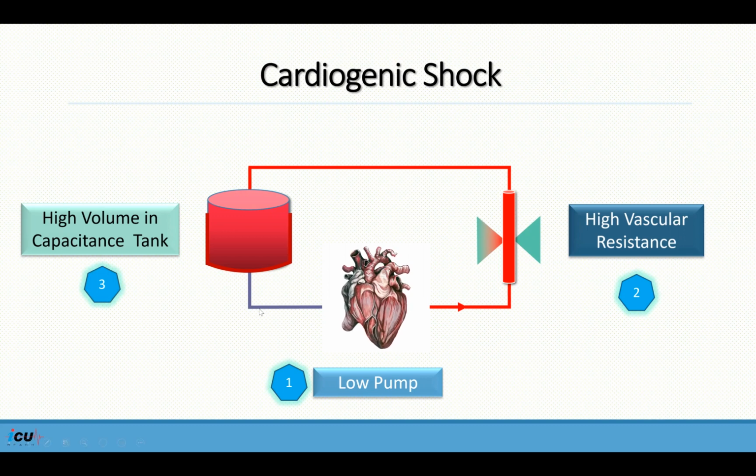Now, in terms of the capacitance tank, we have mild vasoconstriction, but the heart is not able to pump out the blood, and we have high volume in the capacitance tank. That's what is actually manifested clinically as cold, clammy peripheries with decreased capillary refill, and you may see evidence of fluid overload with high JVP.